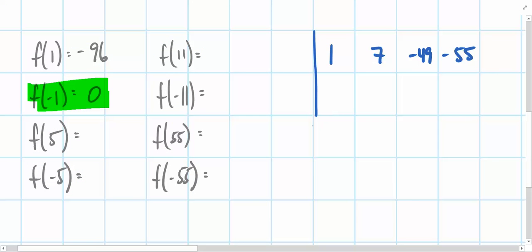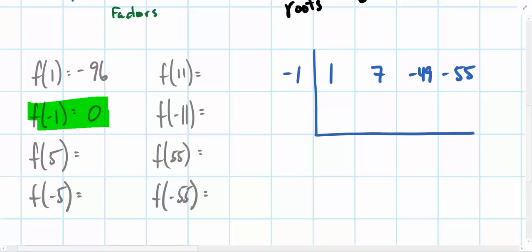And I'll set up this L chart. Now my 0 is located at negative 1, so I'll use negative 1 here. Don't use a positive 1, okay? Don't use a positive 1 here. We only need to change the signs if we're going from a factor when it's written in binomial form.